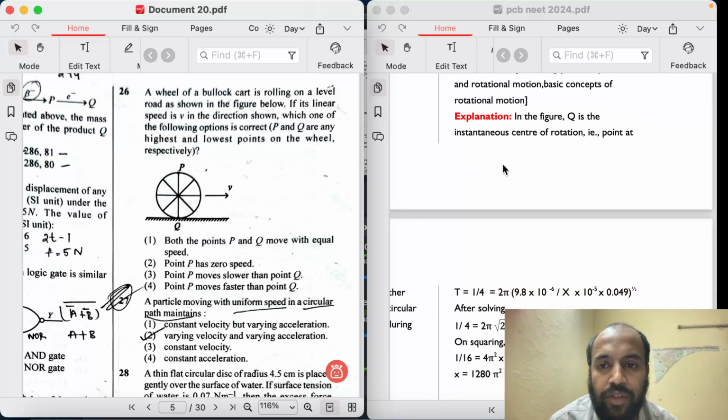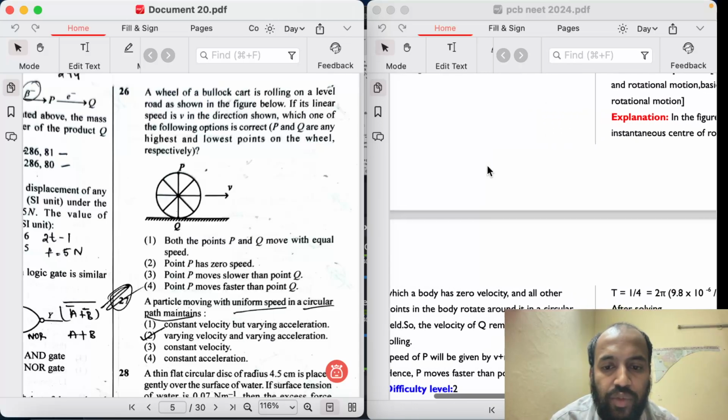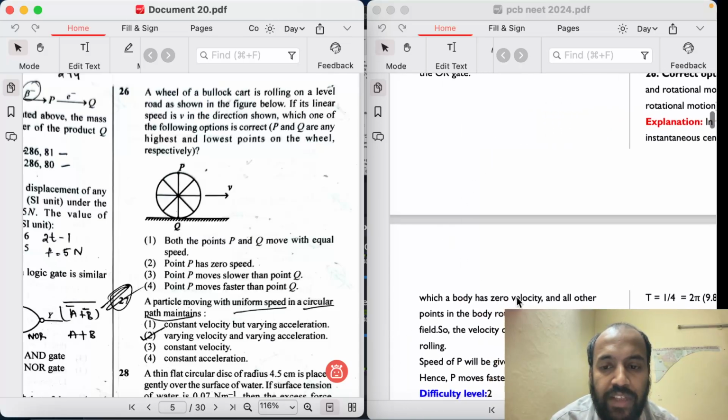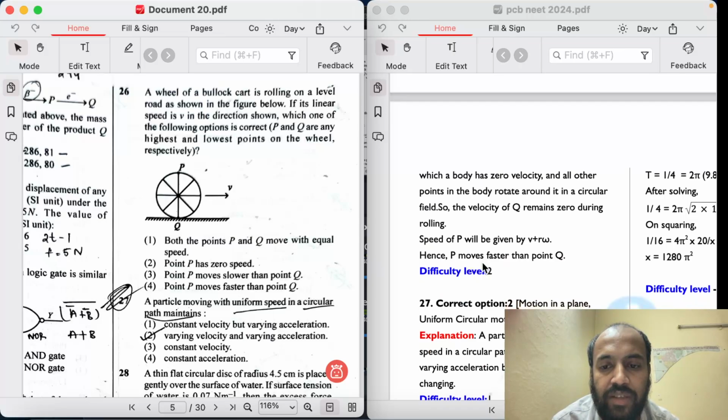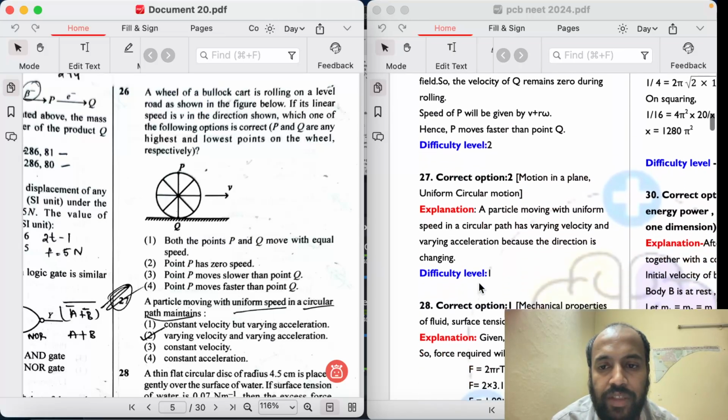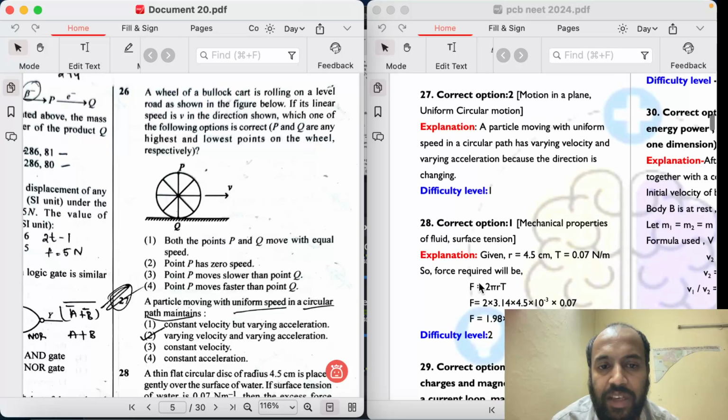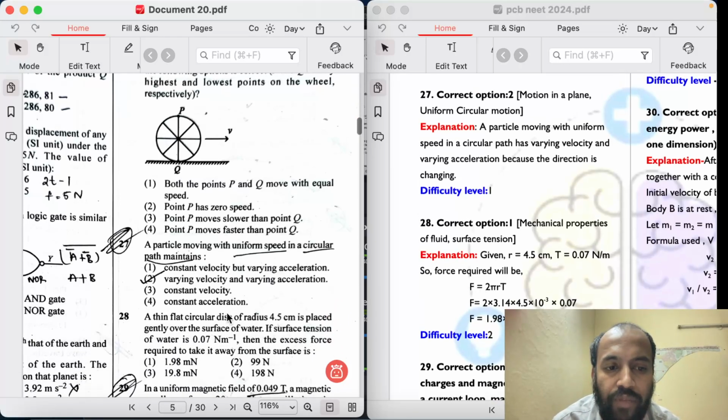Now this happens because, if you look into the figure, Q is the instantaneous center of rotation, the point at which the body has zero velocity. All the other points of the body rotate around it in a circular fashion. So Q remains 0 during rolling, and P will have a velocity of v plus r omega because there is a rotational motion involved as well. As a result, we can say that P is moving faster than Q. The difficulty level for this is level 2, level 1 being easy, level 2 being medium, and level 3 being the most difficult one.